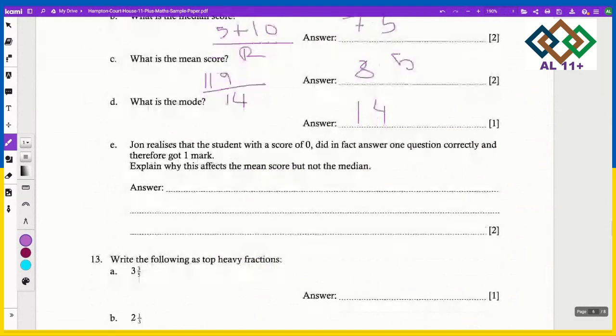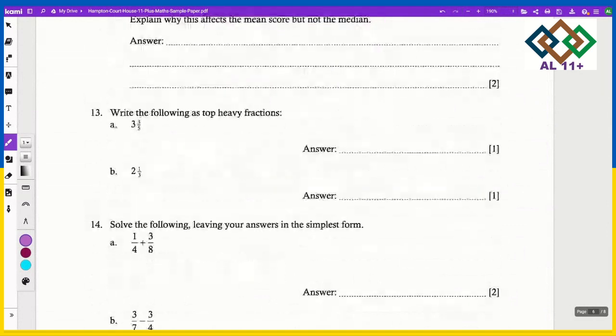So you could write that down. Now we are on this. Write the following as top heavy fractions. So 3 and 3 over 5. Remember that you multiply the bottom and you add the top. So 3 multiplied by 5 is 15. 15 plus 3 is 18. So it'll be 18 over 5.